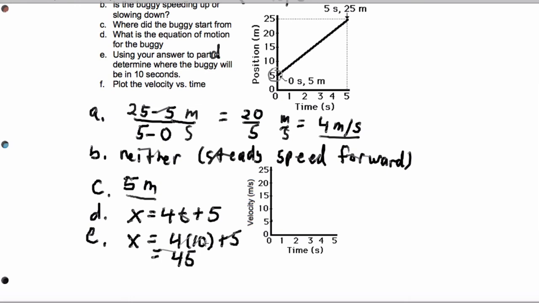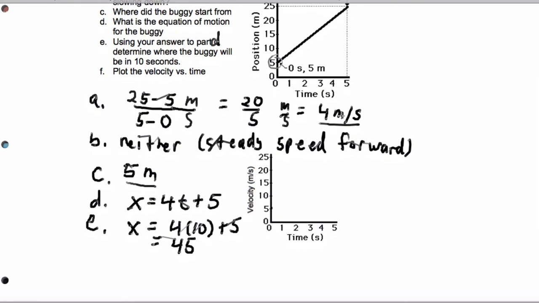And then when we go ahead and plot the velocity versus time, that's, again, this 4 meters per second here. And that never changes, so it's just going to be this steady, flat line, which I am really bad at drawing. So it's supposed to be flat. Really well done. 4 meters per second.